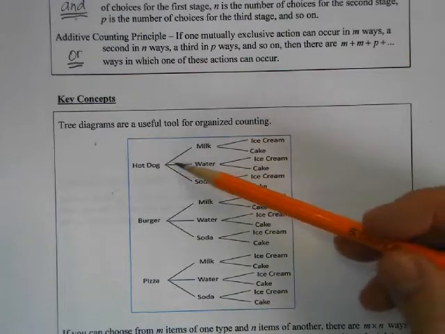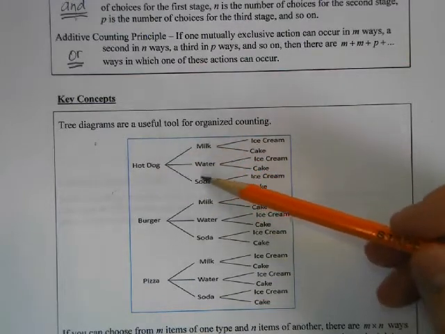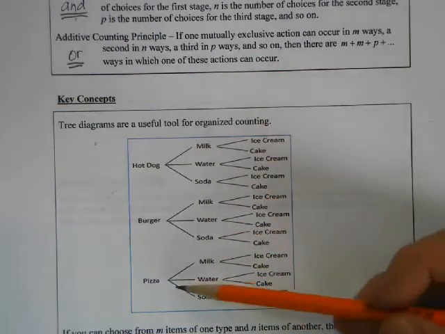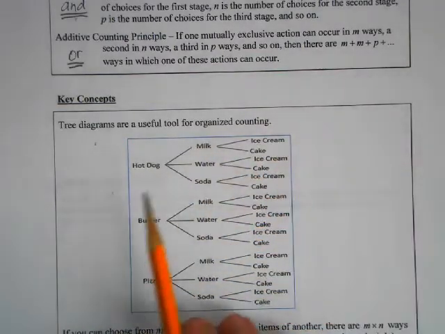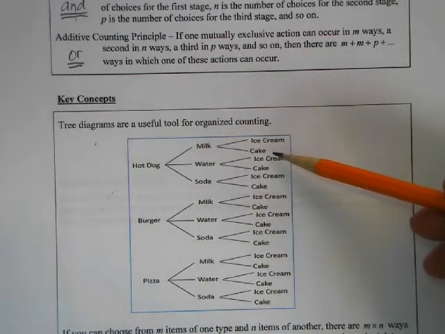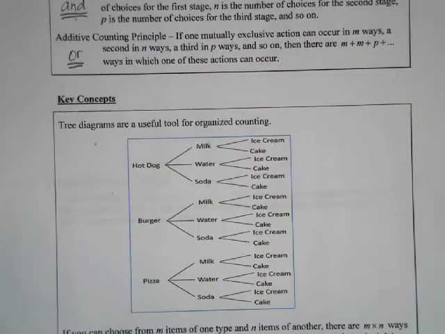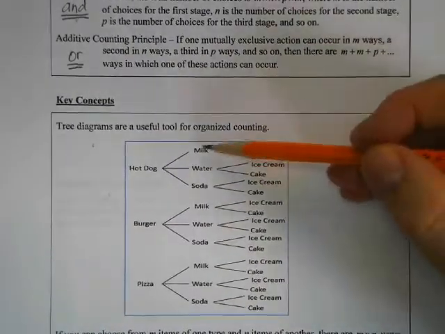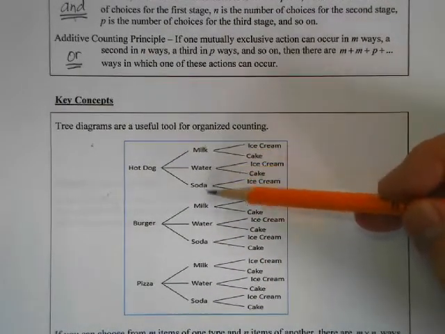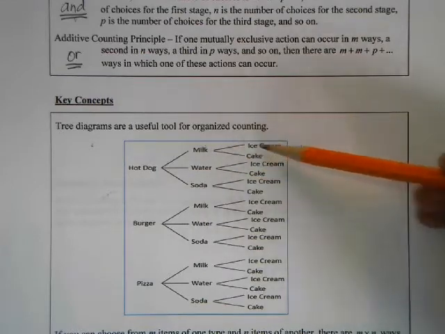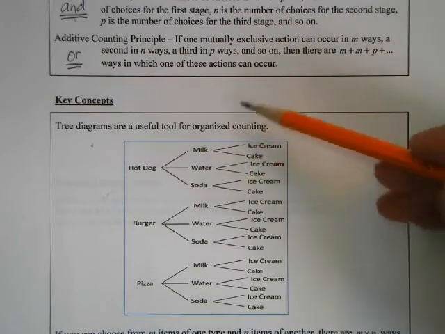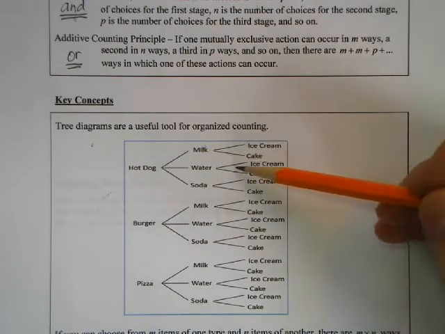So I've drawn a branch off the hot dog with my three drink choices, a branch off burger with the same choices, and a branch off pizza. So you can see how this is growing into a tree sideways. Okay, and then for my dessert, I have a choice between ice cream and cake, and that applies to every choice I've made so far. So each of the branches that I'm left with here, I also have a choice of ice cream or cake, so I draw off each of these a second branch for ice cream and cake.